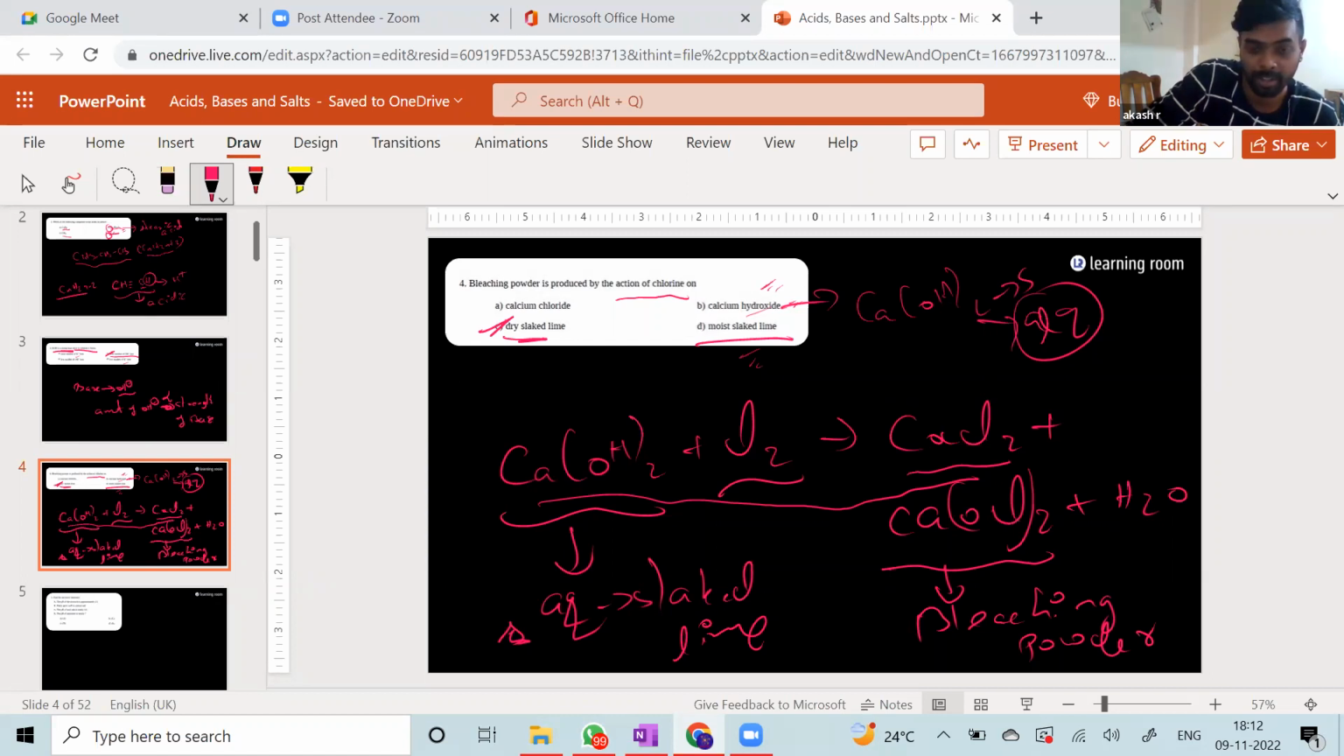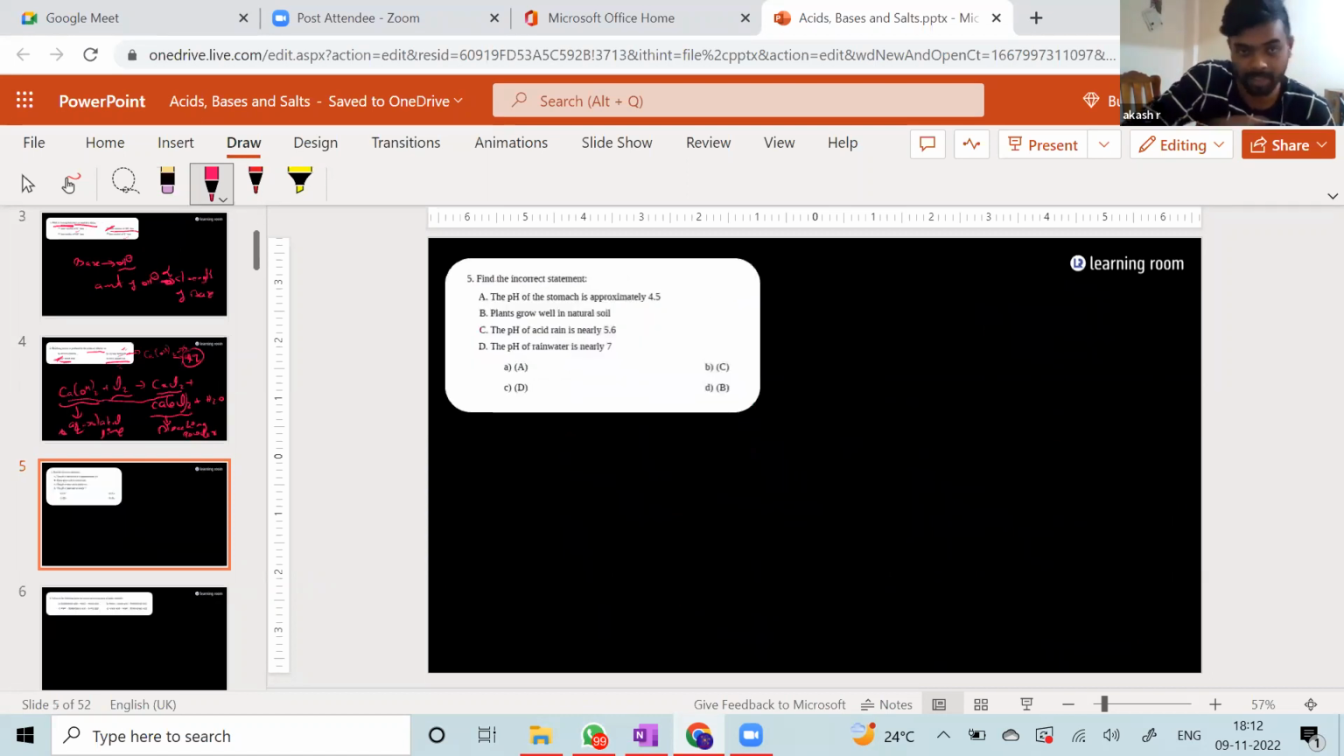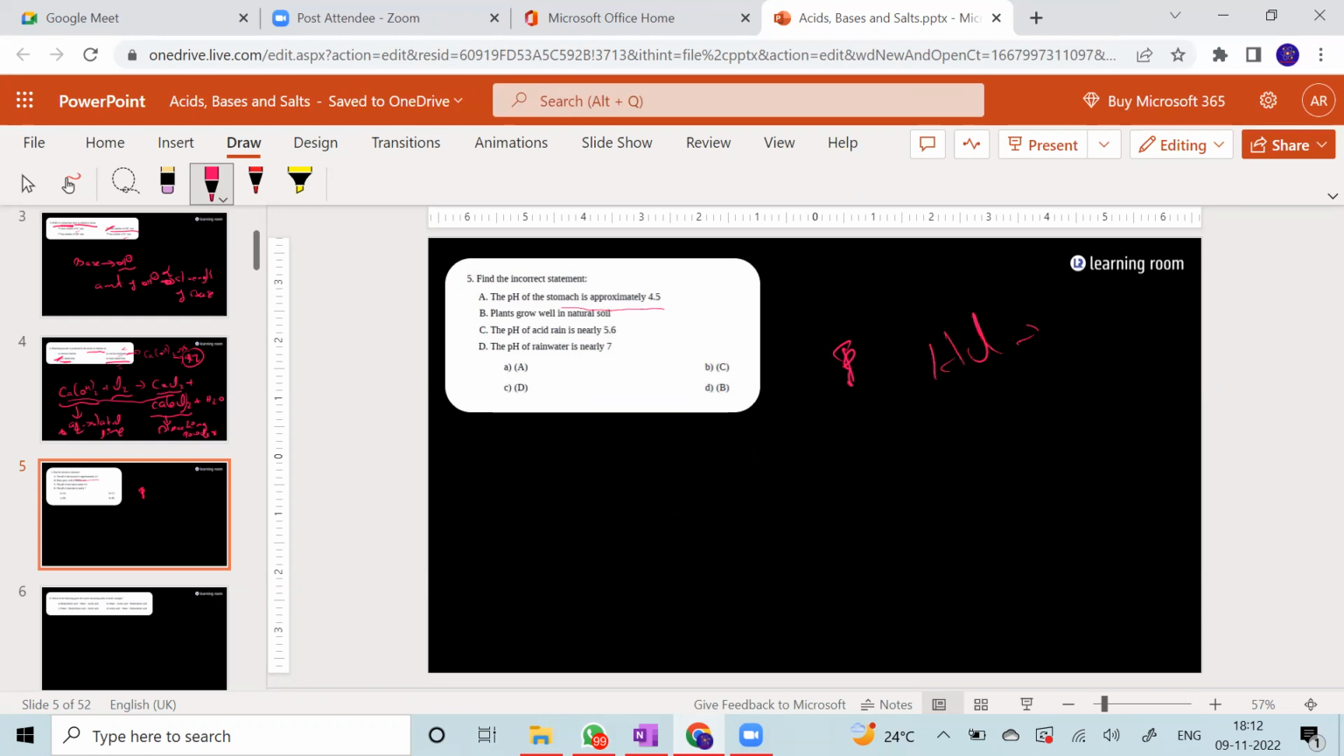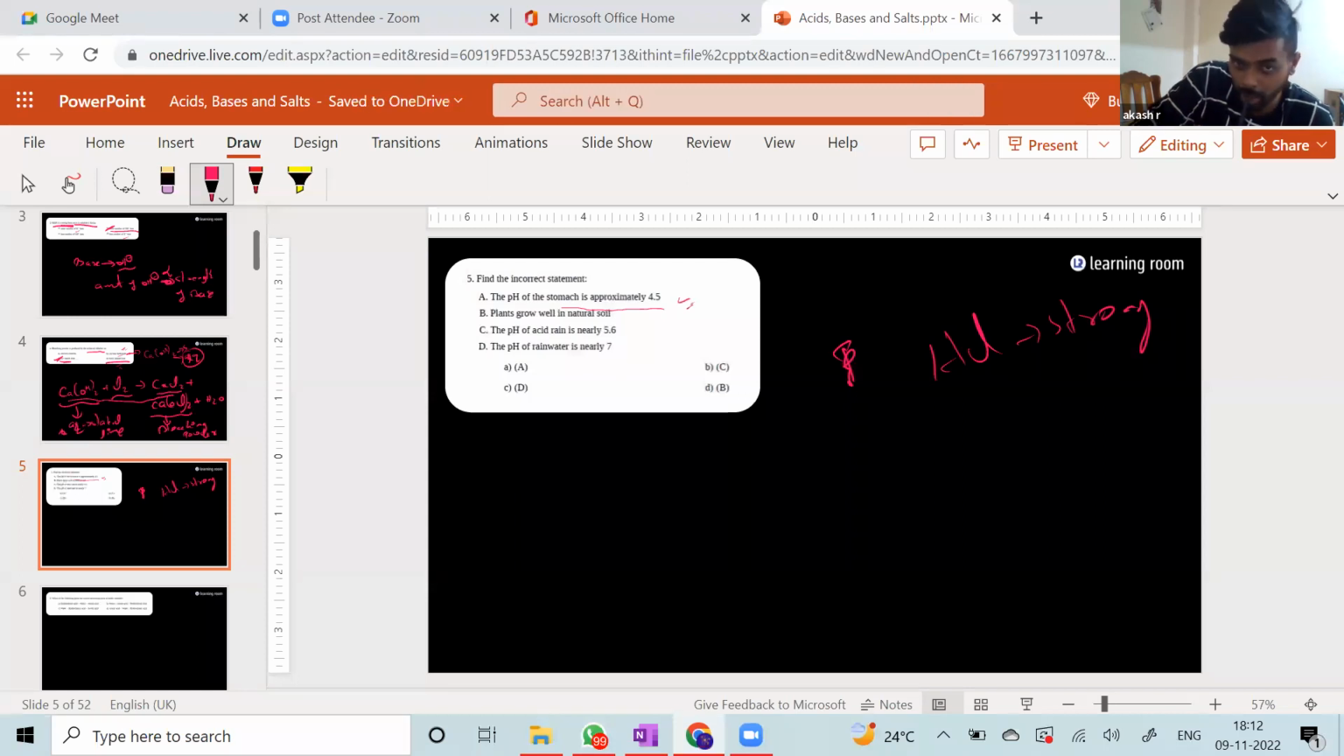Okay, fine. Moving on. Next, find the incorrect statement. Okay, you have to find the wrong statement. The pH of stomach is approximately 4.5. Now, all that you have to understand is that we are going to have some acid present. And what is the acid present in your stomach? Hydrochloric acid. HCl is going to be a strong acid, right? So this potentially might be a wrong statement, because HCl is a strong acid and all the strong acids are going to have pH generally between 0 and 3.